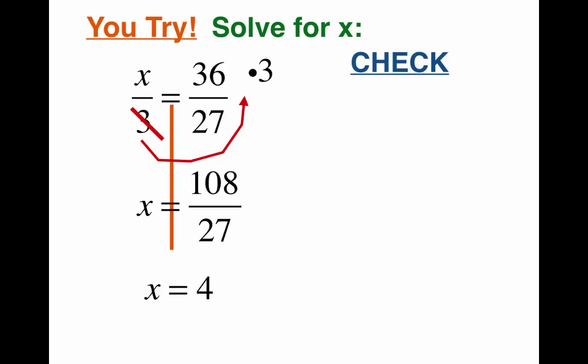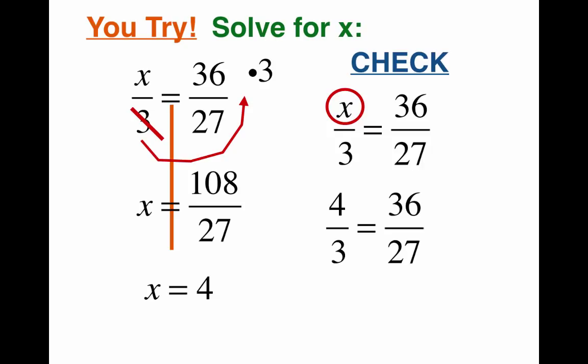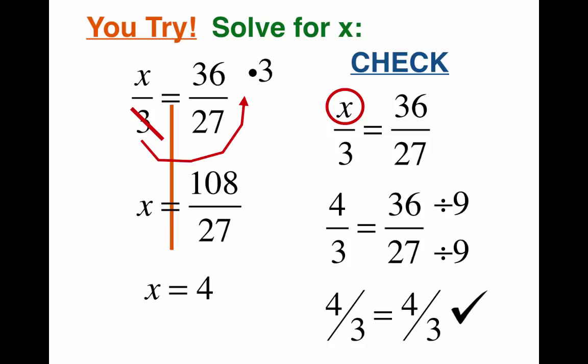But let's check it now. So let's take our problem, x over 3 equals 36 over 27, and let's change the x to a 4 and make it 4 over 3 equals 36 over 27. Now, if these are truly equal fractions, then we did this problem right. Let's see. Well, 36 and 27 can divide by 9. If we divide by 9, we get 4 over 3, which is exactly what we wanted. 4 over 3 equals 4 over 3. All right, check mark. We got the right answer. So the answer is x is equal to 4. We're going to circle that as our final answer.